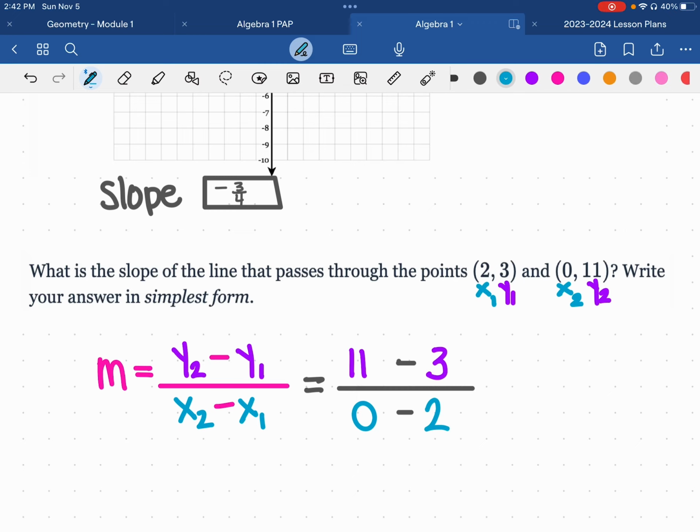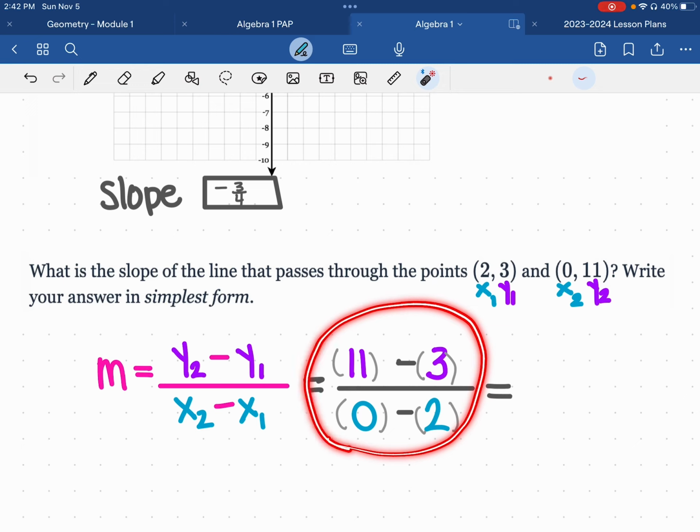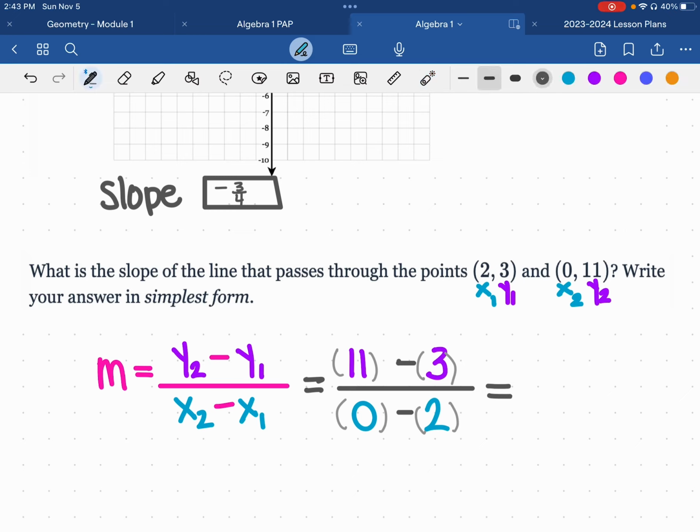Remember, if you'd like to, you can place all of these numbers in parentheses, and you could use that in your calculator as well. You could place this whole thing right here into your calculator, and it will spit out the simplest form for you.